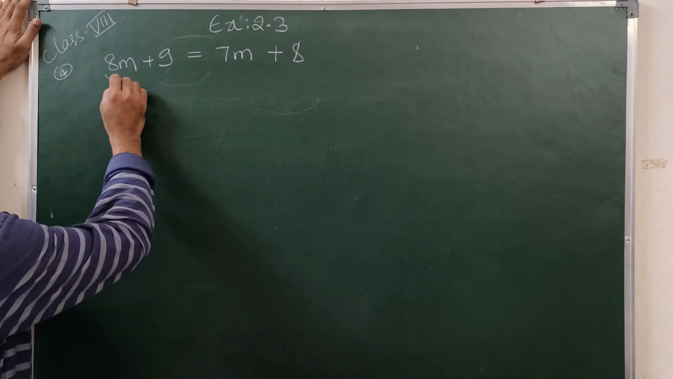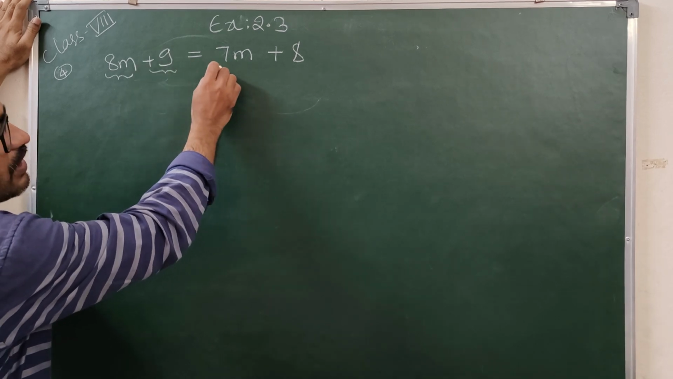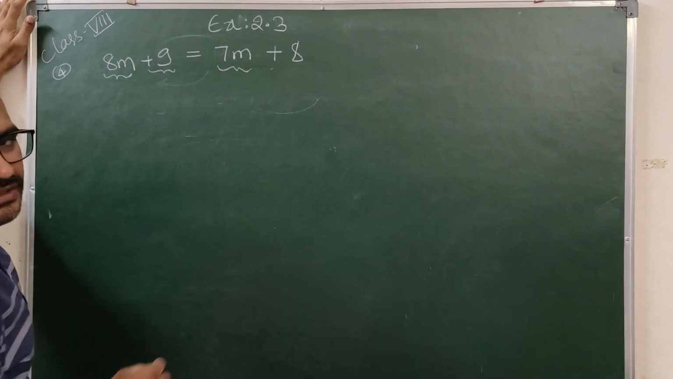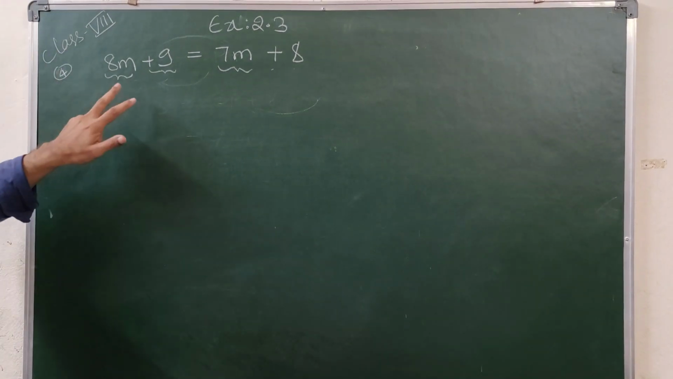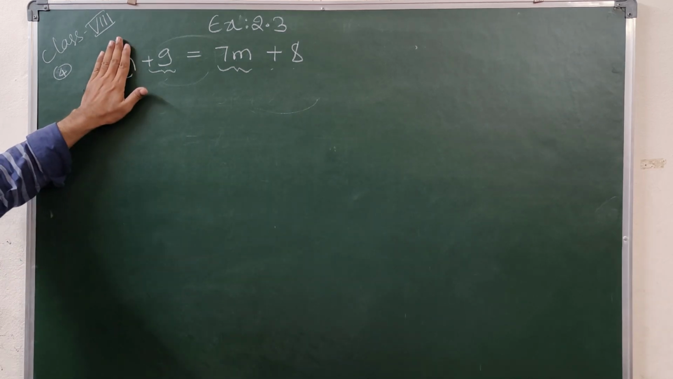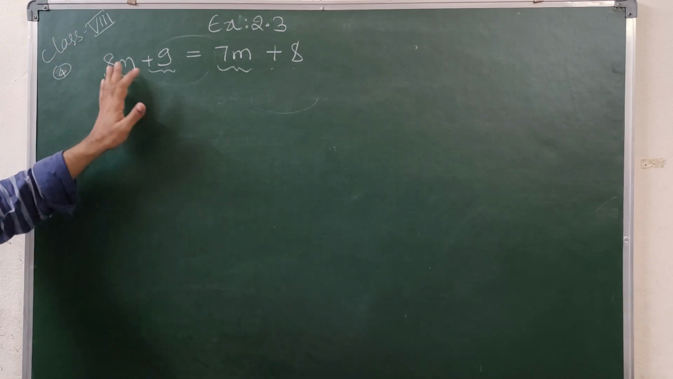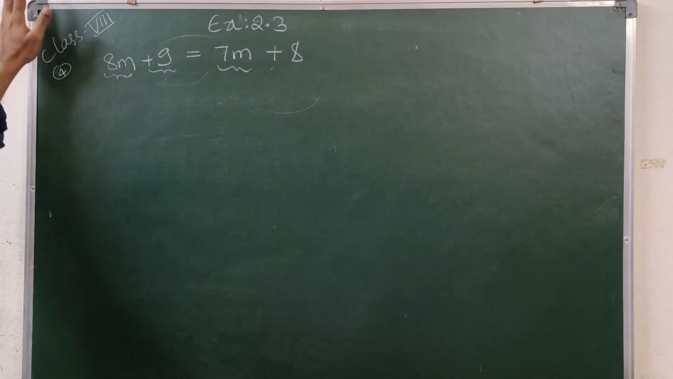Here 8m is the variable term, 9 is the constant term, plus 9. 7m is the variable term and plus 8 is the constant term. You should not add 8 and 9. So 8m is the variable term, 9 is the constant term. There is no relation between this 8 and 9, right? So the meaning is different here.